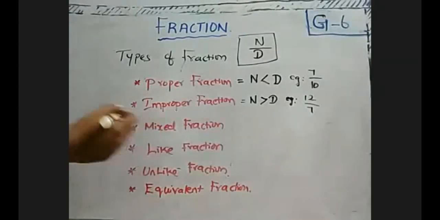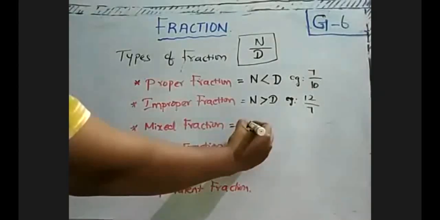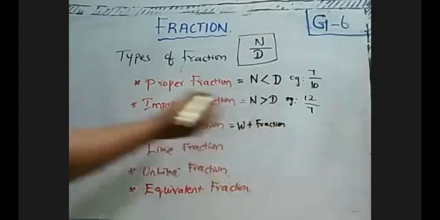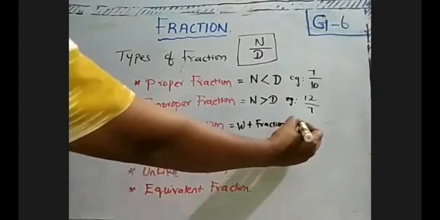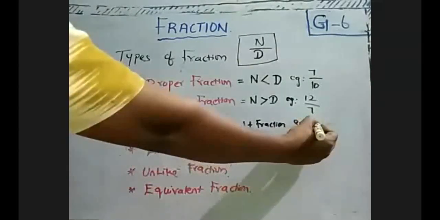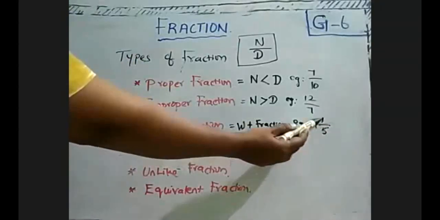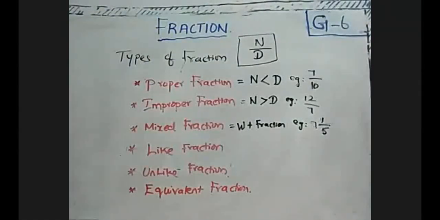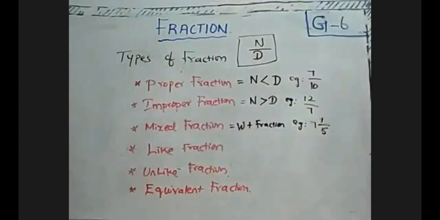Next, mixed fraction. What is meant by mixed fraction? It means a whole number should be there plus a fraction should be there. This is called a mixed fraction. For example, 7 and 1 by 5. 7 is the whole number and 1 by 5 is the fraction. The fraction will have a numerator and denominator like this, right? So mixed fraction means a whole number and a fraction should be there.